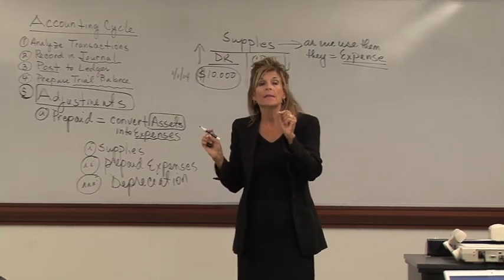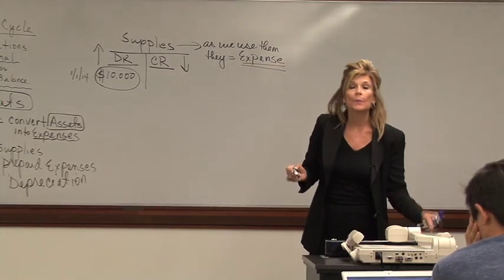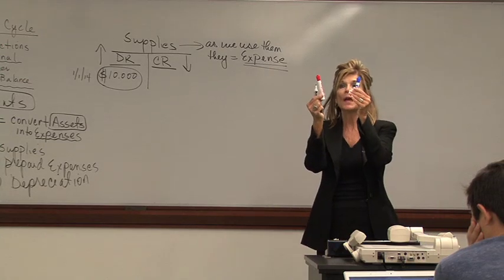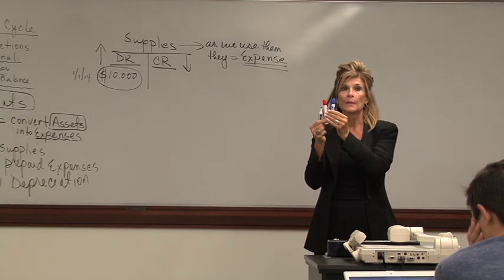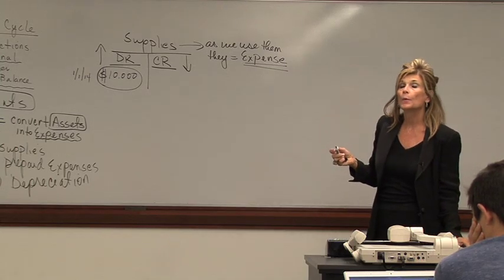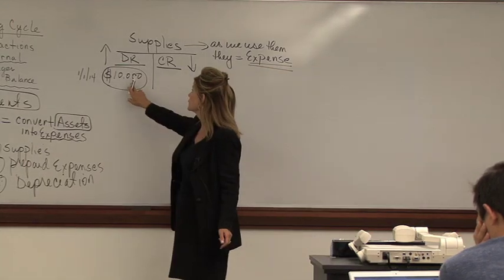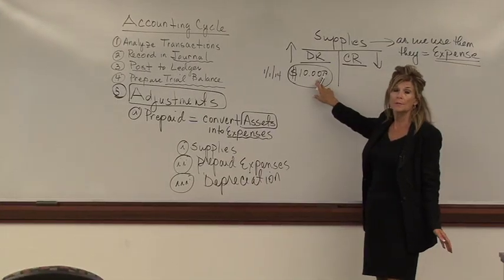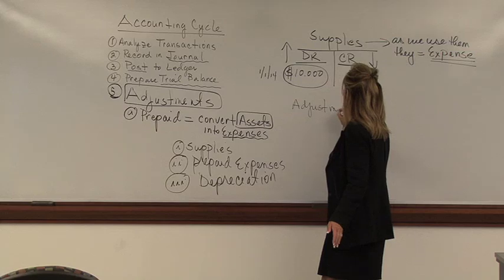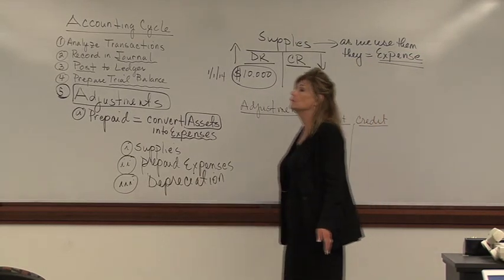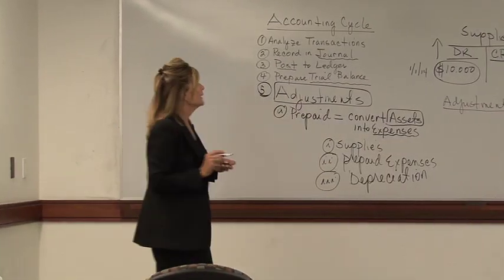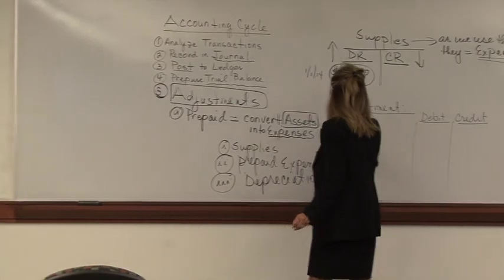And let's pretend that when we open the markers, we started out with 10,000 and we've used up, and now there's only 2,000 in supplies remaining. Started with 10, we have 2 left. So the difference between the $10,000 that we started with and the $2,000 that remains will become our adjustment. So the adjust record, we're referring to the journal. You're going to record your adjustments in the journal. So we're going to take it out of the asset and put it into the expense.